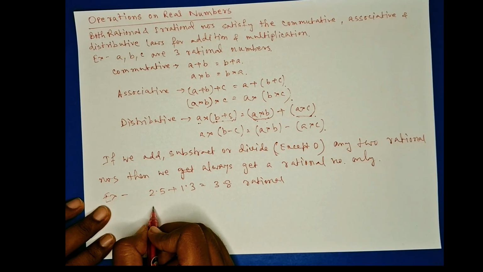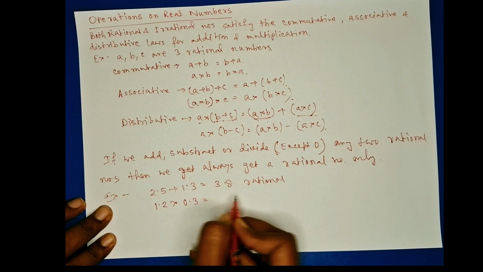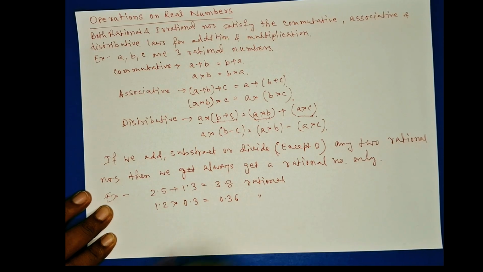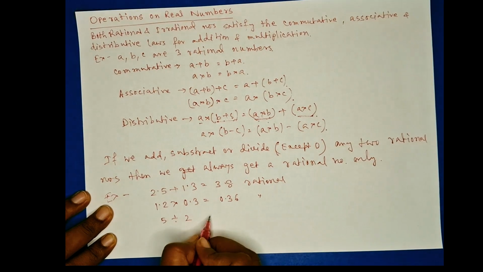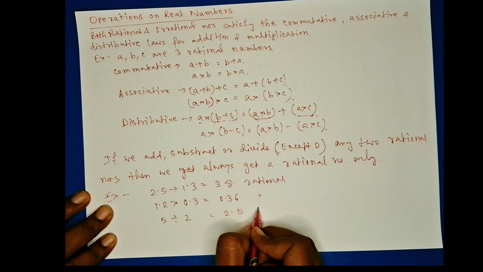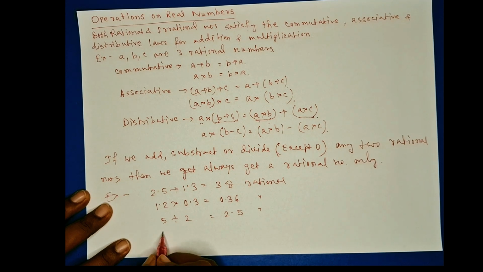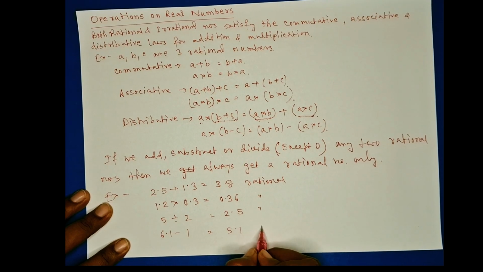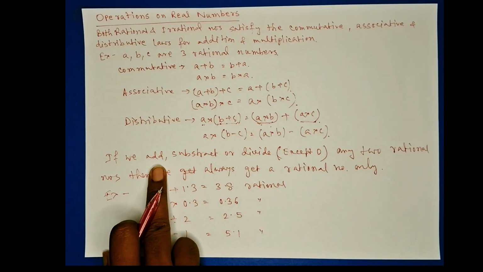If I multiply two rational numbers, suppose 1.2 into 0.3, then also I get a rational number. If I divide two rational numbers, then also I get a rational number. And if I subtract two rational numbers, suppose 6.1 minus 1, this will be 5.1, this is also a rational number. So remember this one.